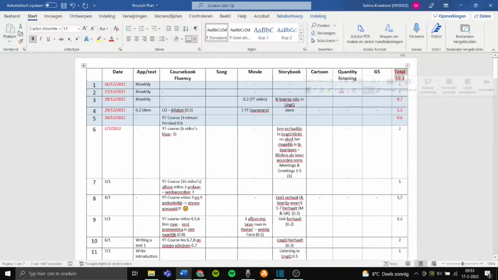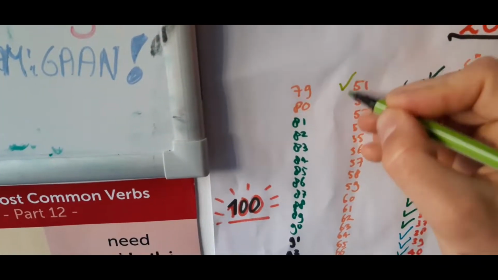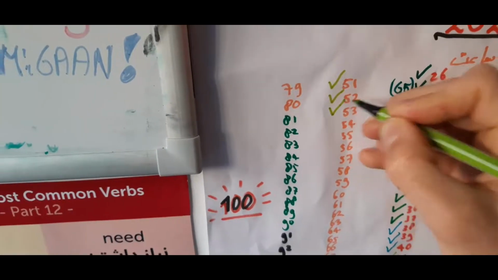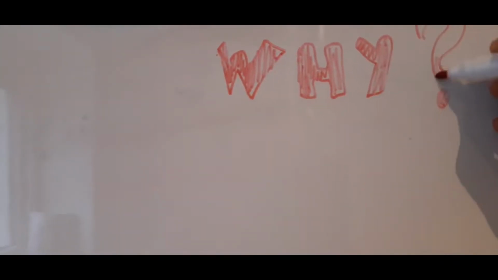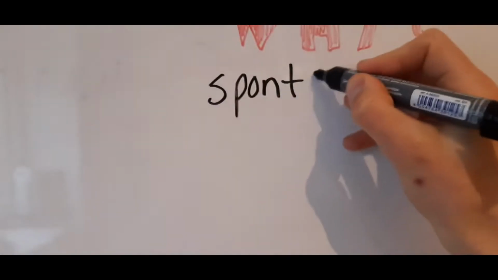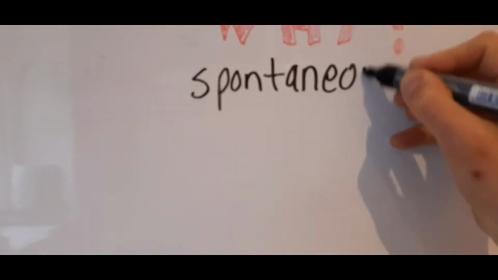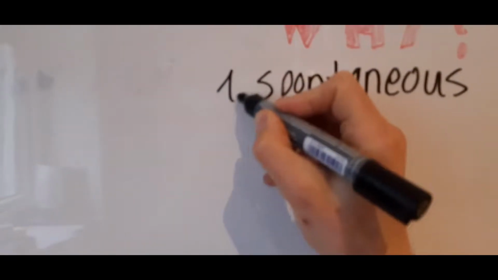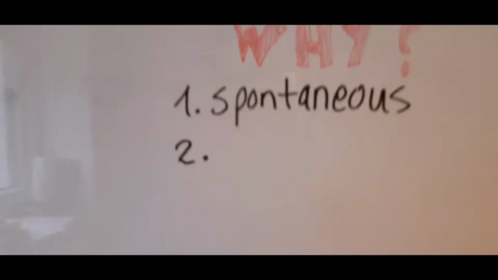I also put up a paper on my wall on which I keep track of this total amount of hours, just to make it a little bit more transparent and motivating. Why am I using this plan? Well, first of all, I like to be spontaneous in language learning, so I'd like to do whatever I feel like doing. But if I'm only being spontaneous, I wouldn't get anywhere. So that's why I'm noting down everything in the plan to give some kind of structure to what I'm doing.